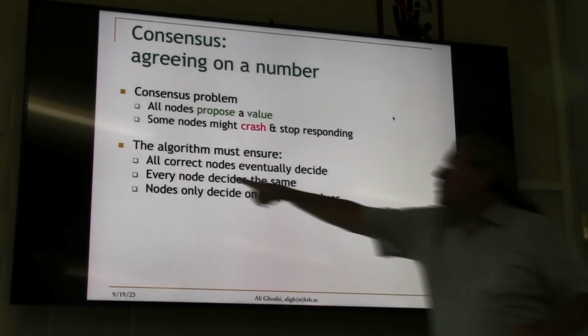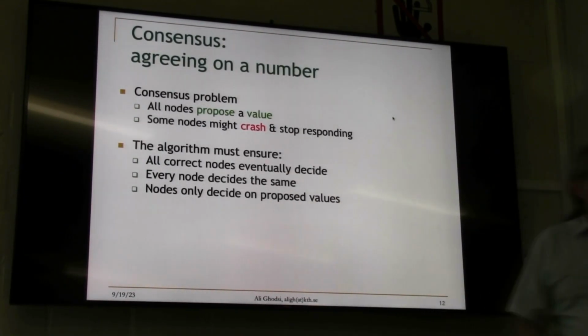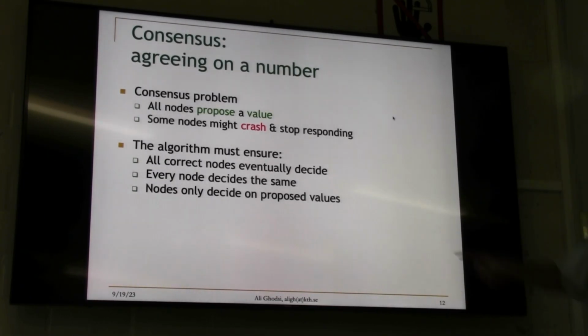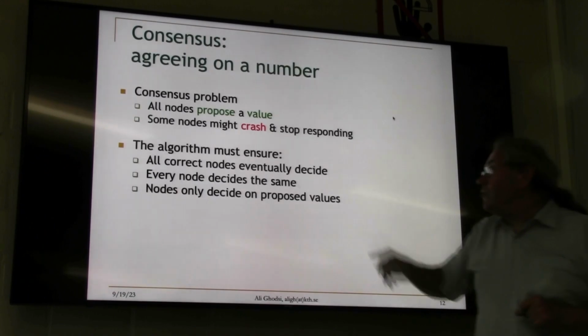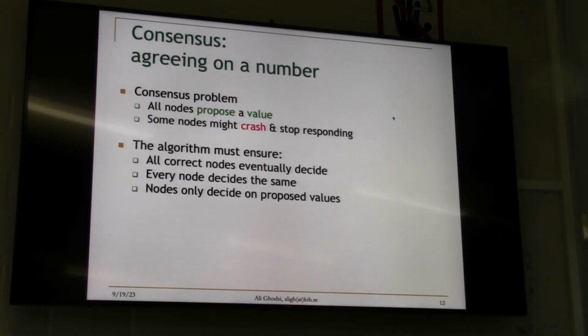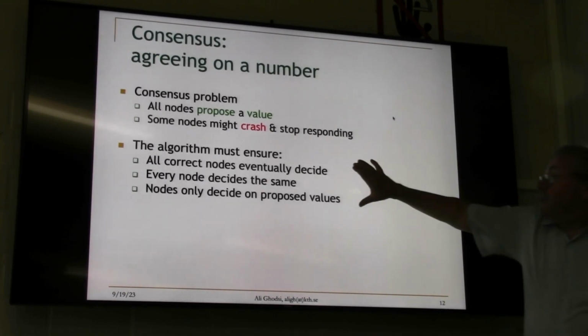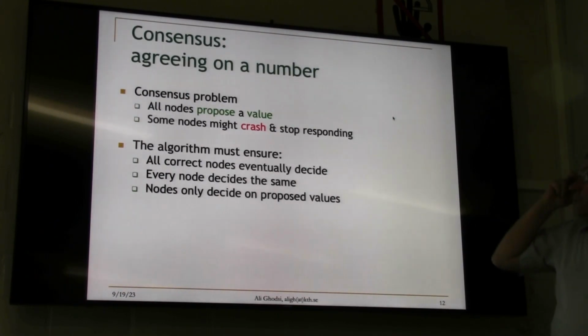So all correct nodes, so those are the nodes that don't crash, have to decide eventually. Eventually means after finite time. Okay, so the word eventually will come back over and over again in this course, and it has a very precise meaning. It means after some finite time, but we don't know what it is, but all we know is finite. All nodes will eventually decide. Of course, they have to decide the same thing, otherwise it's not agreement. And of course, they only decide on values that were actually proposed. Because otherwise it's easy. They can all decide 0, okay? But nobody proposed 0, but they decide 0. No, that doesn't work. They have to decide only on proposed values. So you have to satisfy these 3 properties.